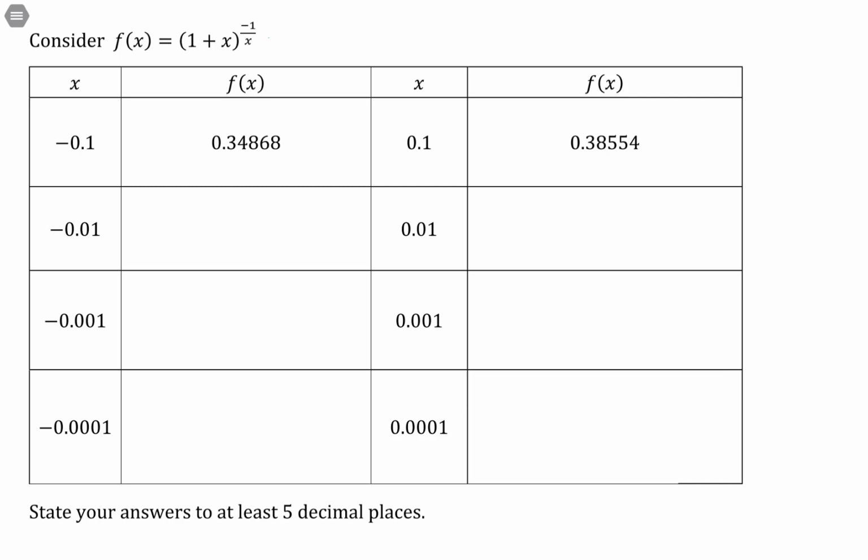So as long as we can type this into the calculator properly, and the way we're going to do that is just leave the parentheses around the base, which is 1 plus x. And when we do an exponent, make sure we put parentheses around this exponent so that we get everything in the exponent, negative 1 over x.